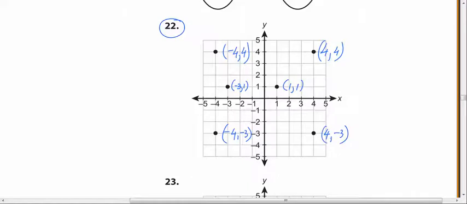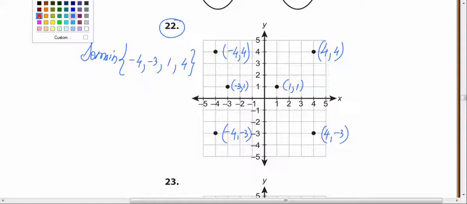Okay. Now, to identify your domain, you're looking for all the x's, right? Well, let's start with the smallest one, right? -4, -3, 1, and 4. Okay. As you notice here, no number repeats, right? You don't have to write a number twice.